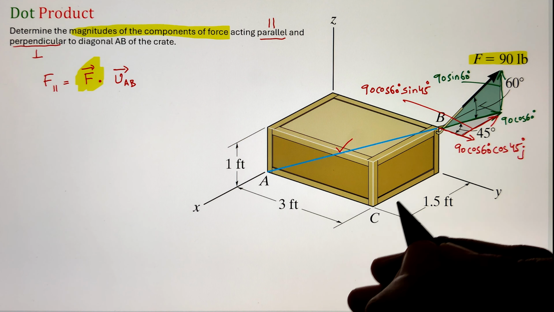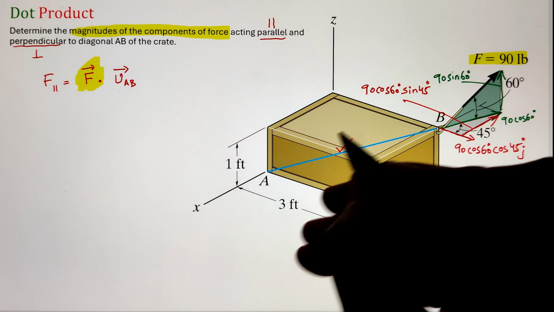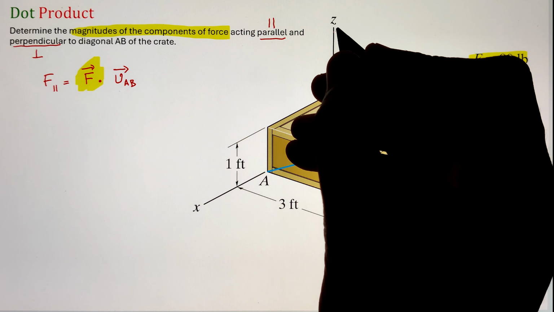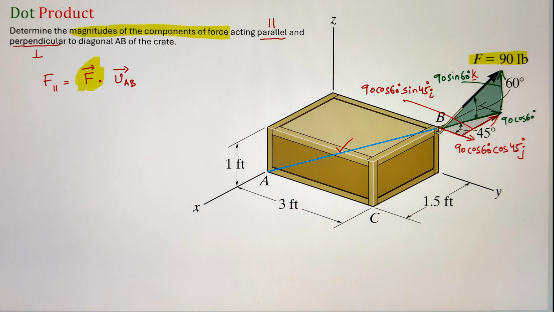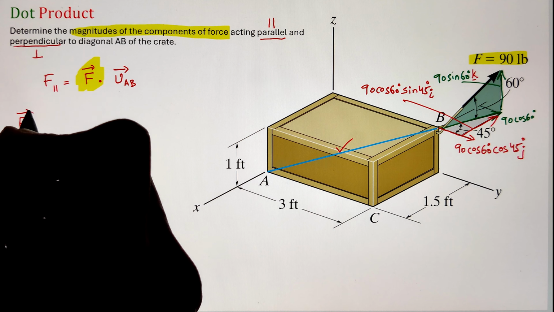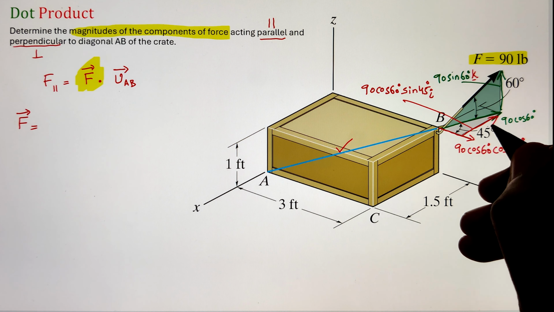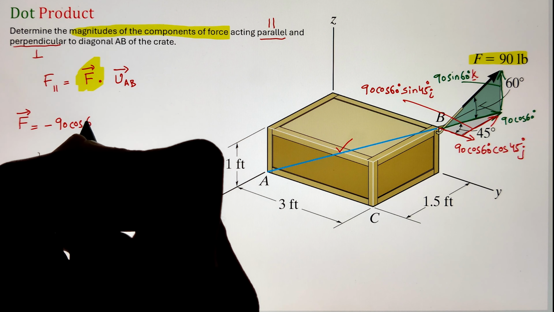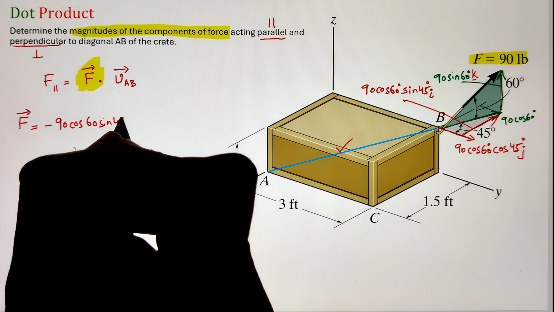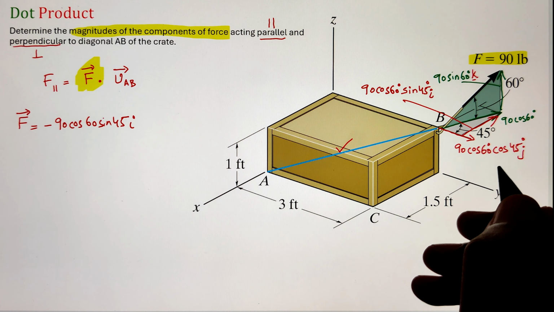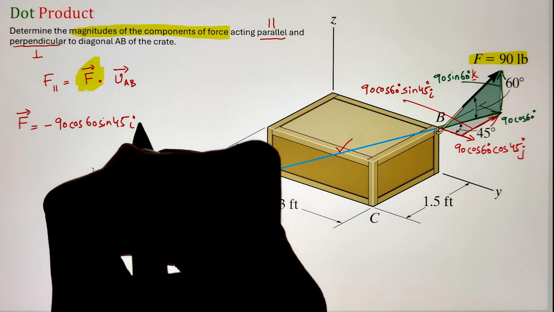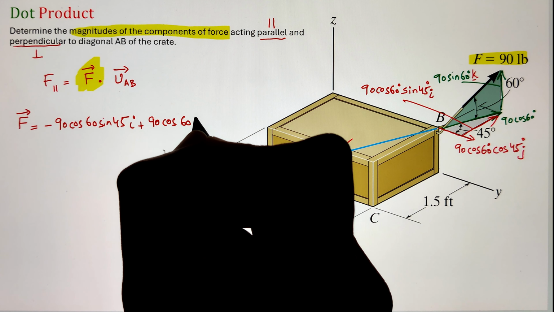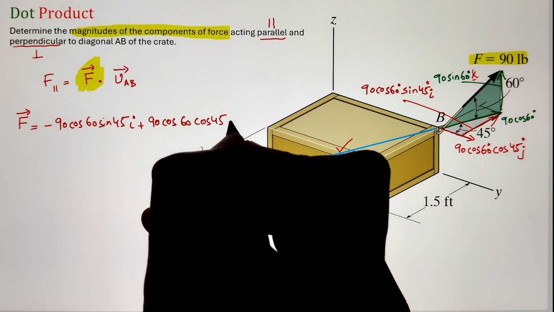Once we have this, we can go ahead and write our force in Cartesian vector form. That will be 90 cos 60 sine 45 negative i, since it is acting in the negative x direction, plus 90 cos 60 cos 45 j and plus 90 sine 60 k, where i, j, and k are the unit vectors of axes x, y, and z respectively. Those are indicating the direction of the components along these axes.